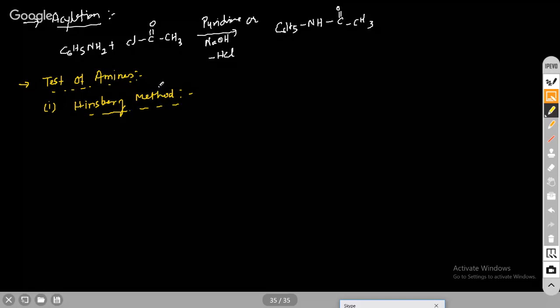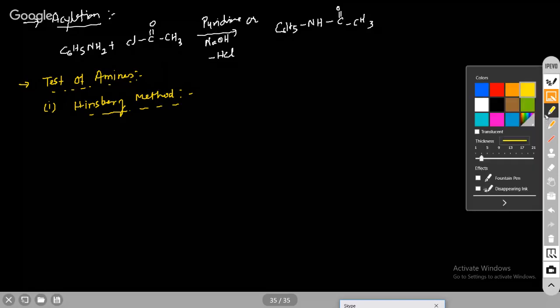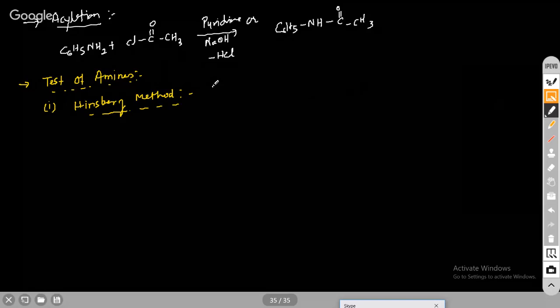It involves the reaction of amines with Hinsberg reagent, which is nothing but C6H5SO2Cl. Okay, this is Hinsberg reagent. This you must remember. Sometimes they ask what is Hinsberg reagent, not in JEE, but in other exams.